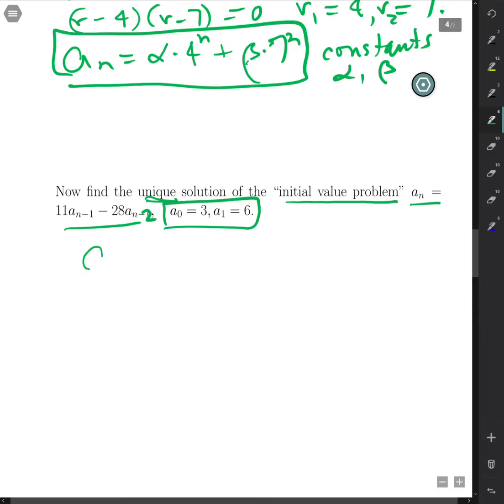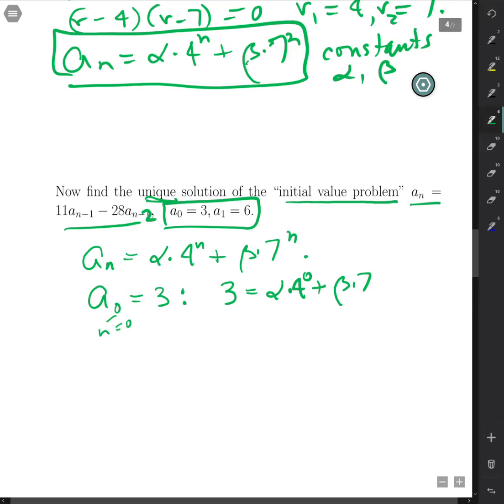But let's go ahead and see what we have. So we have in general, a_n is equal to alpha 4 to the n plus beta 7 to the n. And now I'm going to impose these conditions. a0 is equal to 3. That's the same thing as saying 3 is equal to alpha times 4 to the 0, because n is 0 here, plus beta times 7 to the 0. So that's just alpha plus beta.